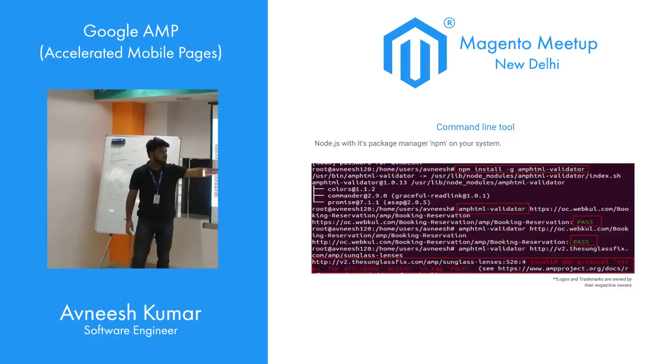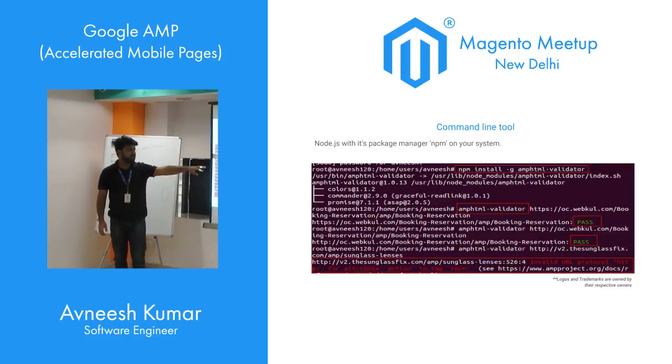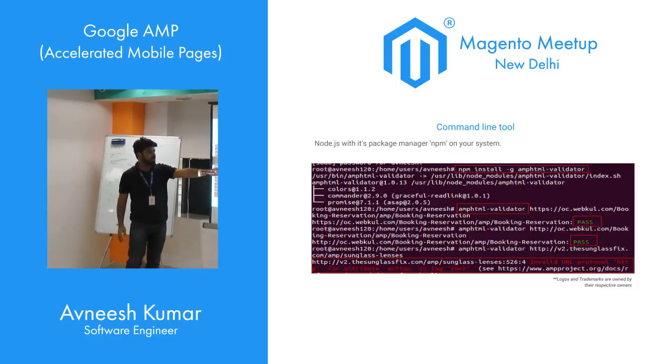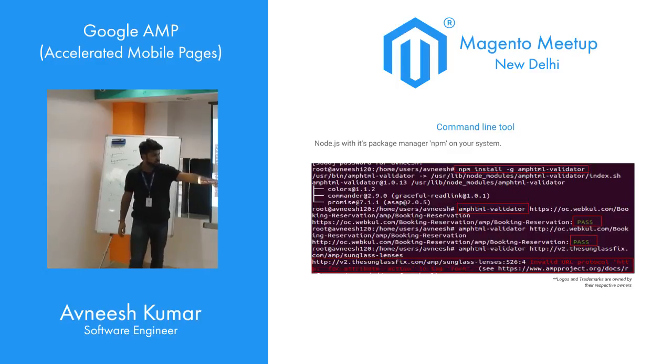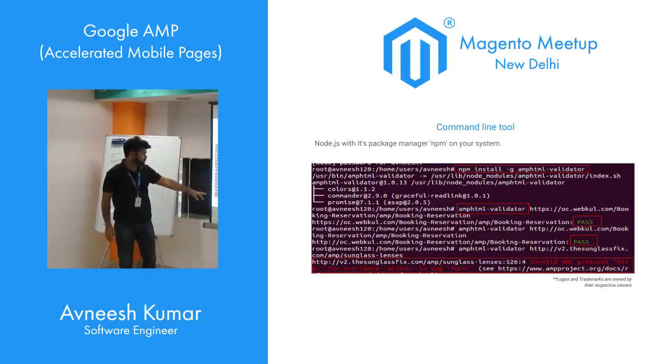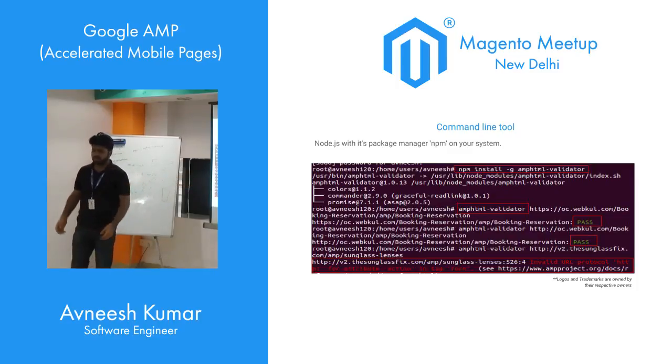You have to run the command amphtml-validator. After that, the argument will be the URL of the AMP page. If the AMP page is valid, then it will show the pass message. And if there is an error, you can see, for example, that an invalid URL protocol is used. If there is an error, it will show the error and you can rectify it.